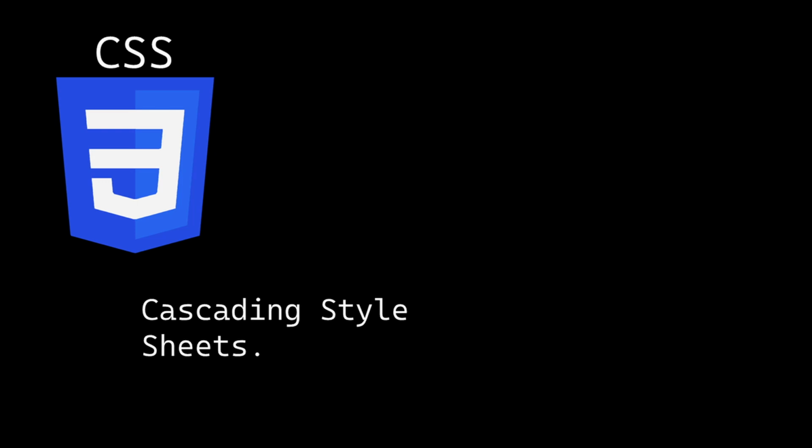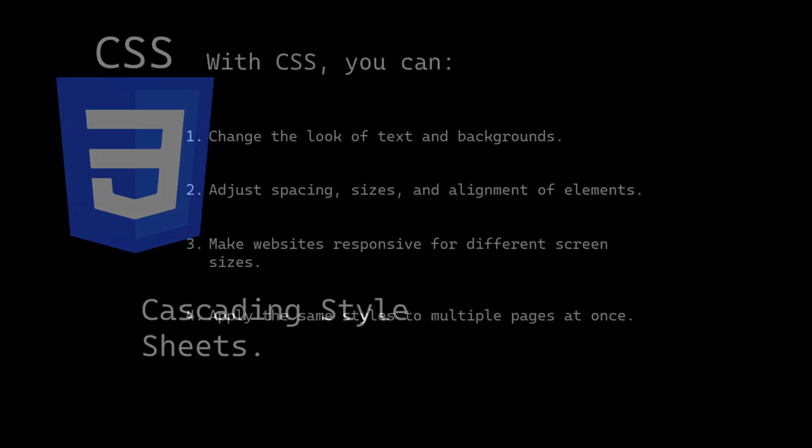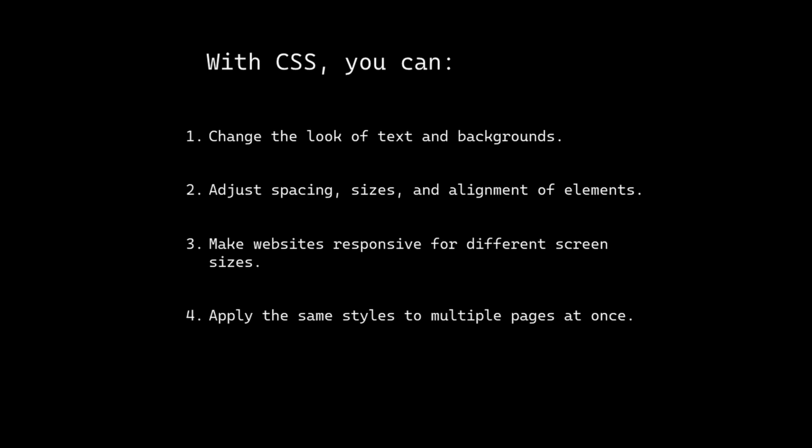CSS, or Cascading Style Sheets, is a language used to style and format HTML documents. While HTML defines the structure and content of the web page, CSS controls its appearance, including colors, fonts, layouts, and spacing. With CSS, you can change the look of the text and the background, adjust spacing, sizes and alignment of elements, and make websites responsive for different screen sizes: tablets, laptops, computers, or smartphones.